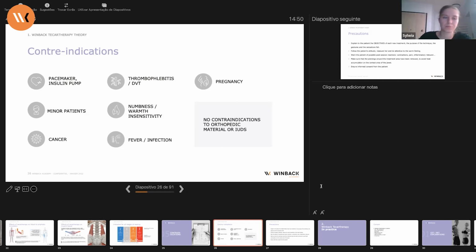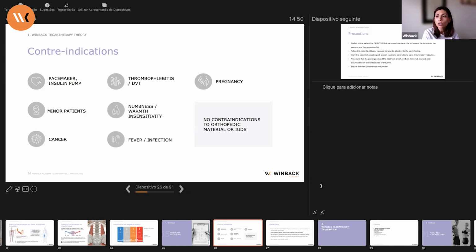Okay. In active cancer, we don't work on it. In infection, or in areas where we don't have continuity of the skin. If it's an open wound, we don't work on top of that. But if you have a post surgery, you work around it, not on it. Okay.